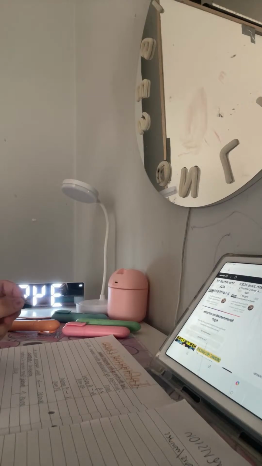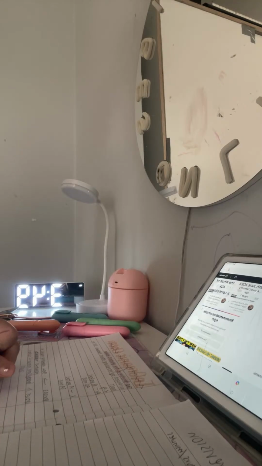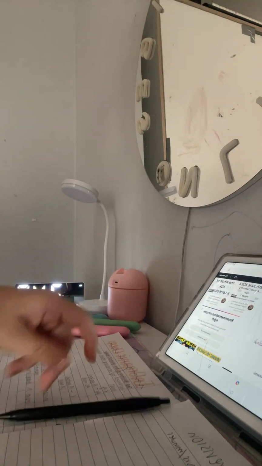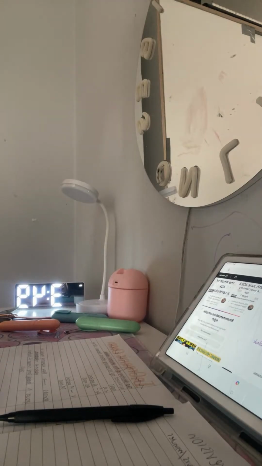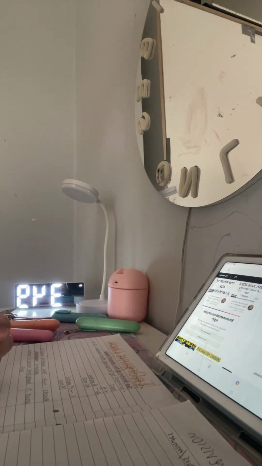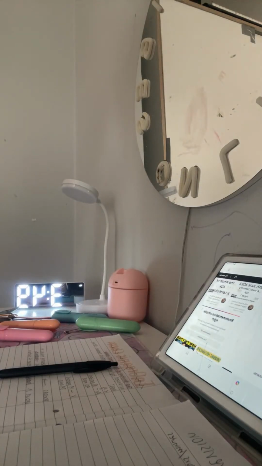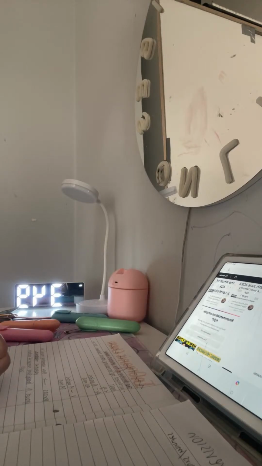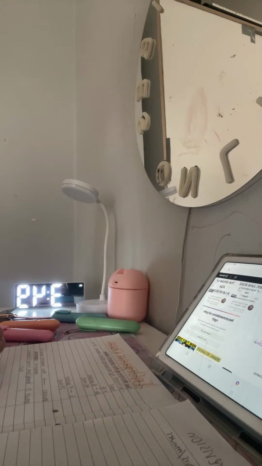The periodic table can be divided up into blocks: the S block, the P block, the D block, and the F block. Period 3 goes across here on the periodic table.